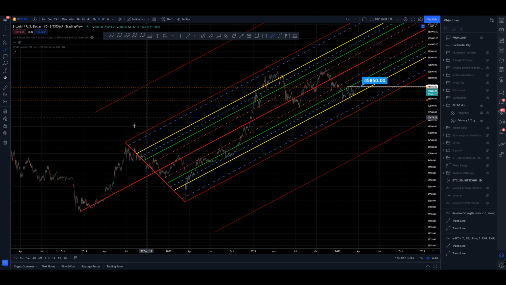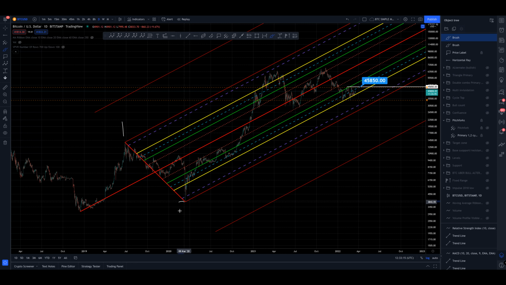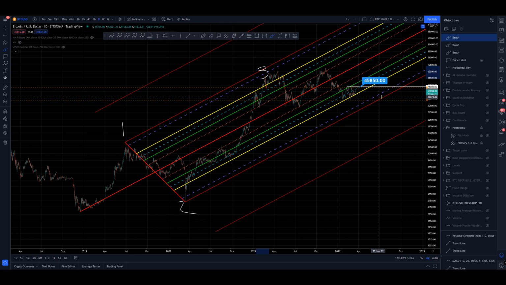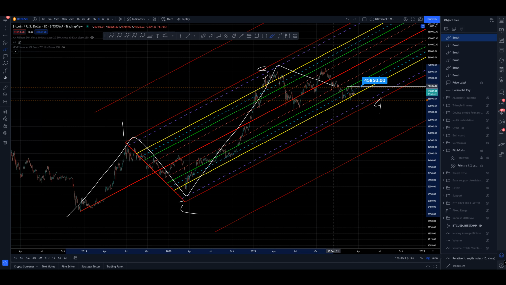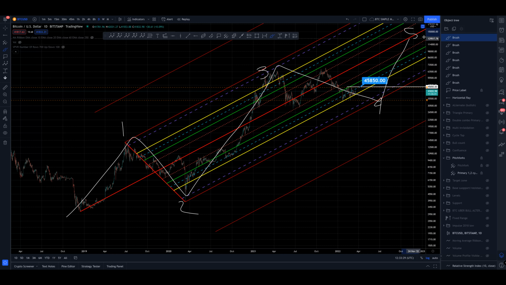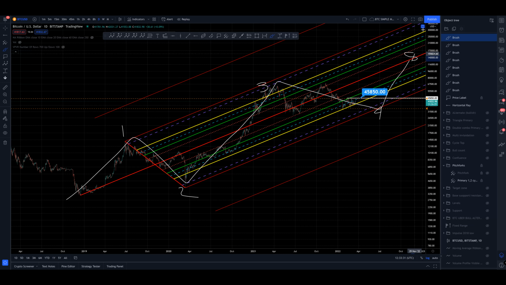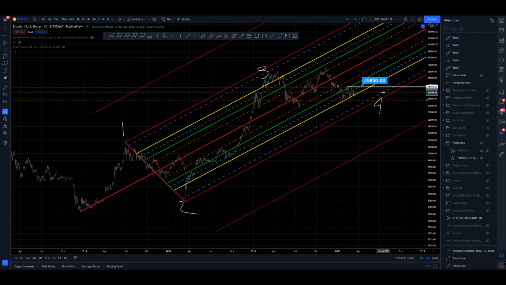Let's use the drawing tool. Here's the 1, here's the 2 at the edge of the pitchfork. Here's the 3 around the top of the golden zone. Here's the 4 at the edge of the pitchfork. And we've just done a really nice, simple move like that, with 5 waves up. 5th is up here. Now it could go to the top of the pitchfork, but that's a long way up. But it's still possible. Okay?